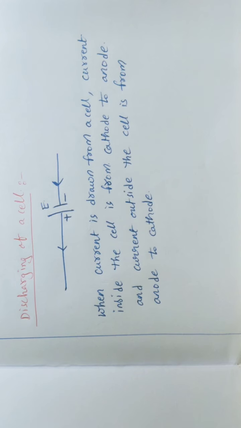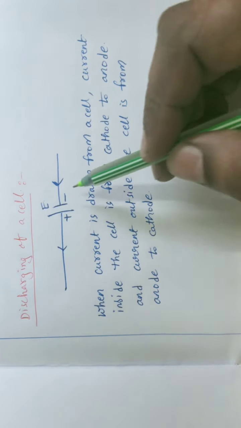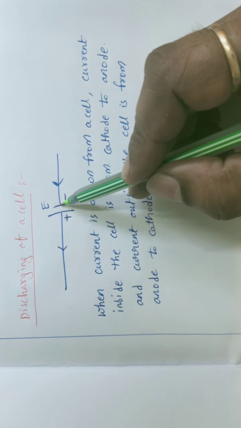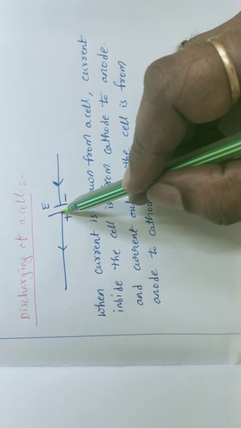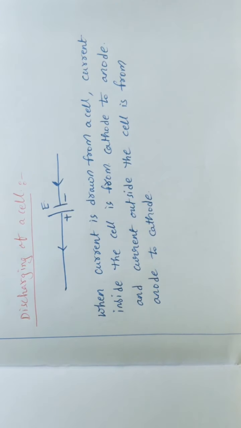In this condition, what will happen? Current inside the cell is from cathode to anode. For example, this is the cathode. Inside the cell, current is flowing from cathode to anode, and outside the cell, from anode to cathode. This is what we call discharging of a cell. Mostly in our concepts we are thinking about and observing discharging of a cell only. Then we will go for charging of a cell.